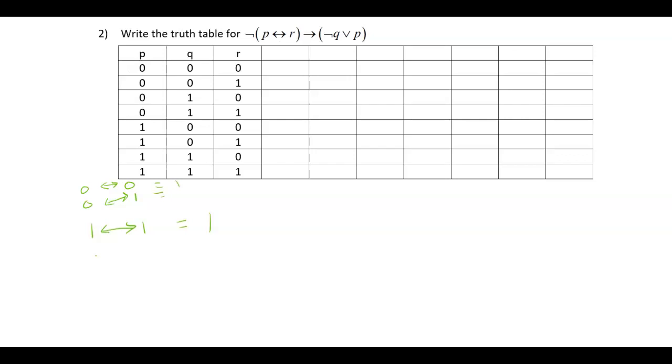So, if they match, basically the biconditional says that whatever happens to one of these variables, the other always does the same thing. And so you get a 0 if that's not the case. So this would be 1 if and only if 0. That will also be a 0. So that's how the biconditional works.